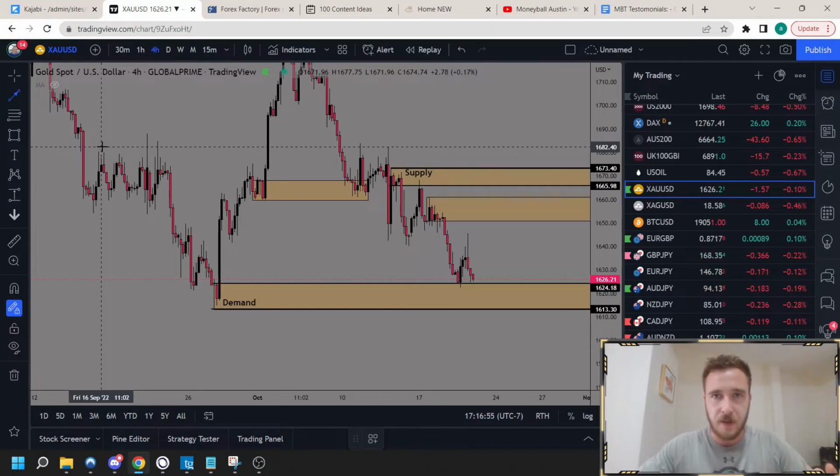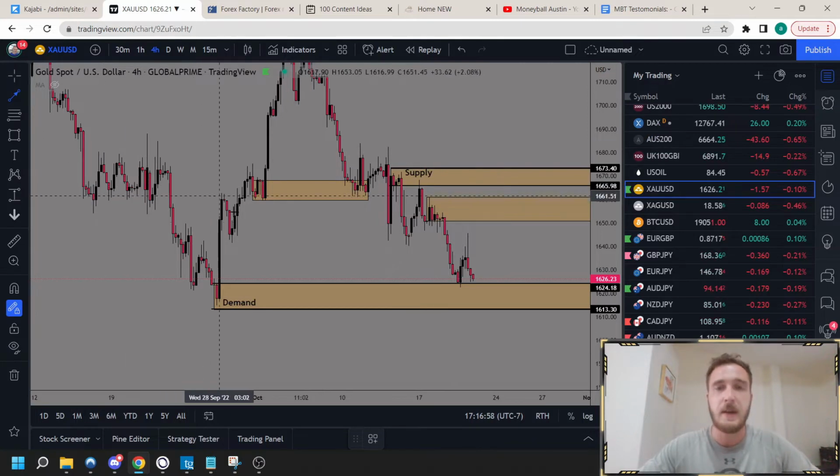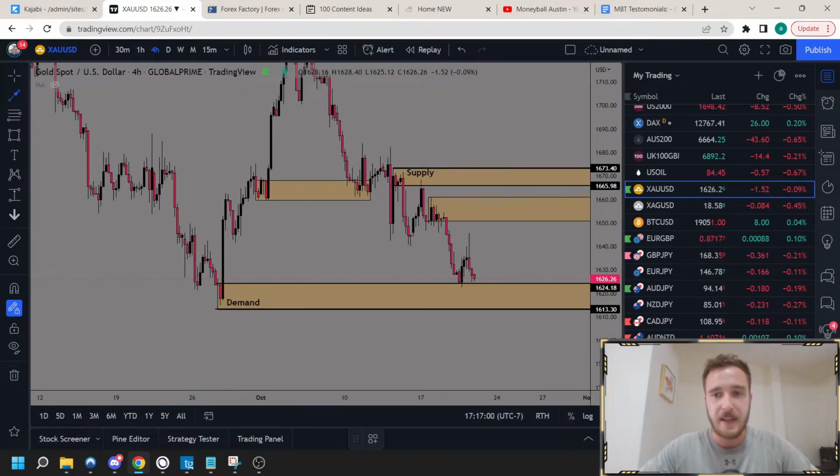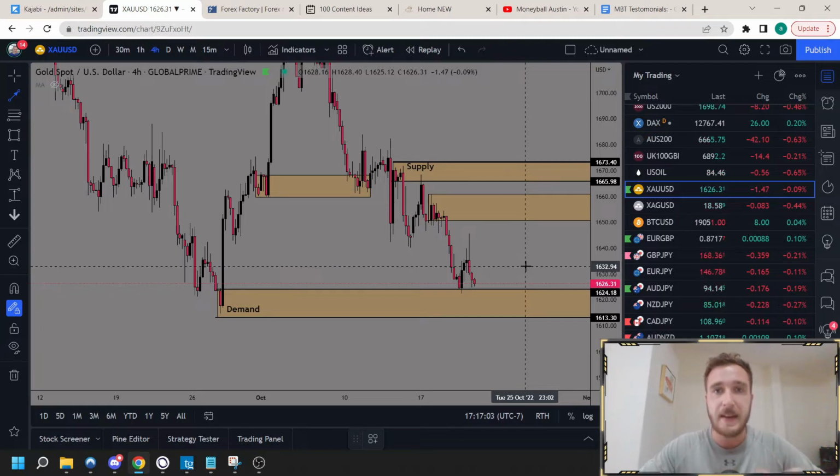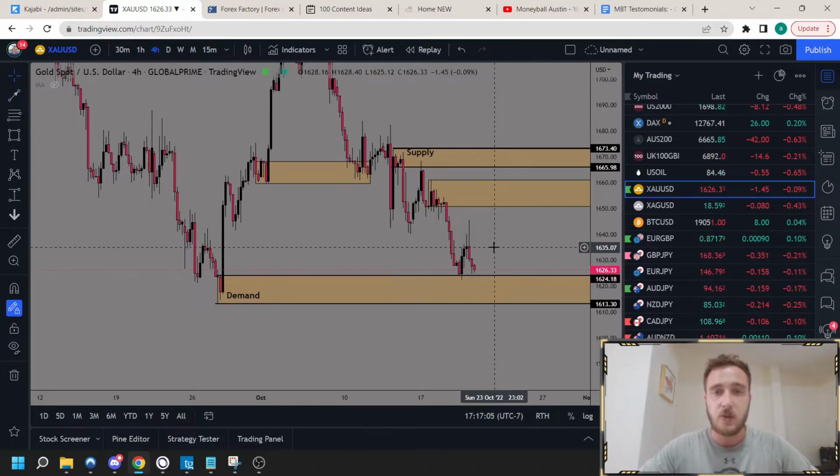Let's talk about entries first. There are so many different ways to enter a trade, but the concept of supply and demand is we want to be buying in demand and selling in supply, right? We draw out our zones.